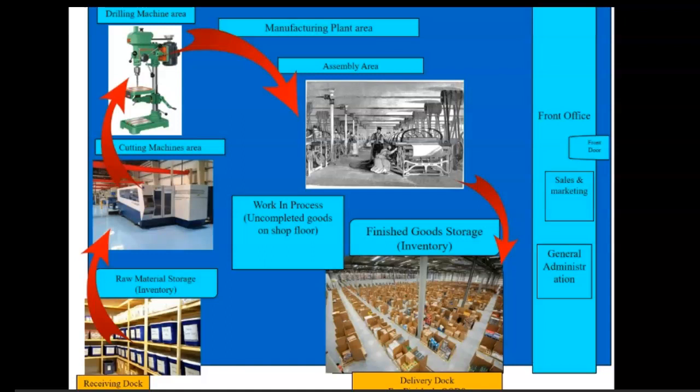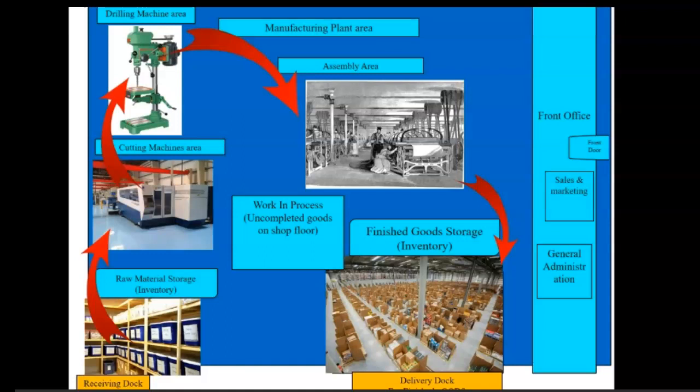Now, all the time the product is on the shop floor, that's called work in process, because that's inventory, but it's no longer raw material because we've worked on it. We started to convert it. And it's not a finished good because it's not completed. After we assemble it, we move it to finished goods.